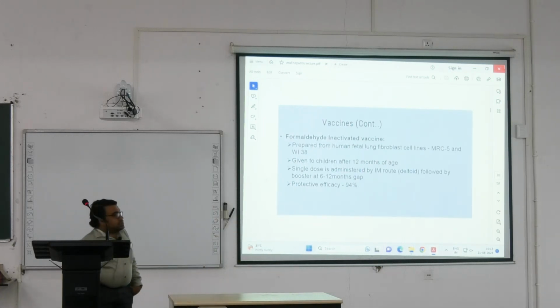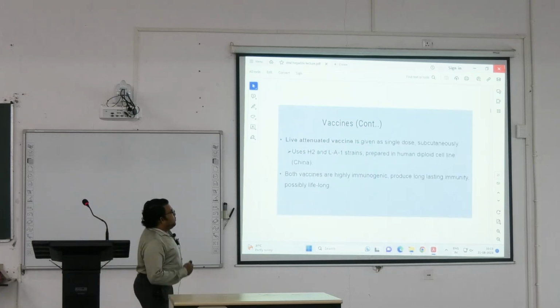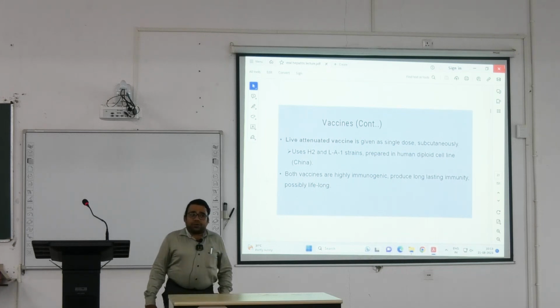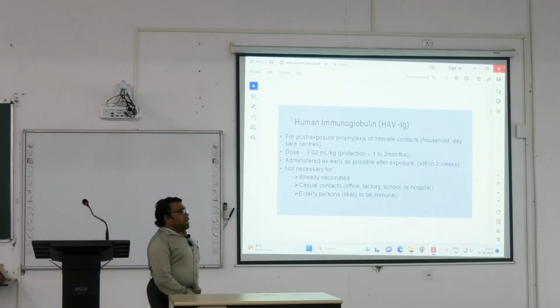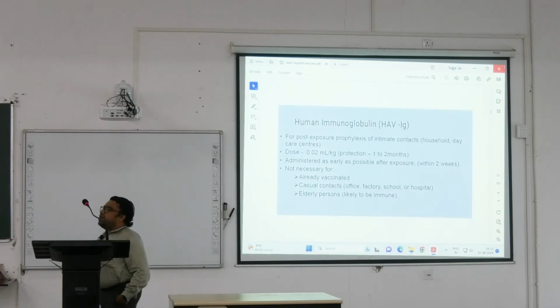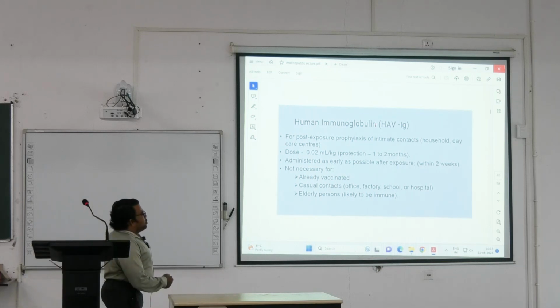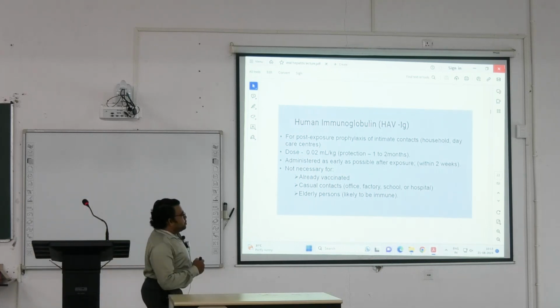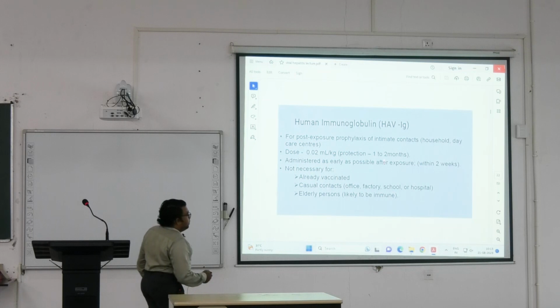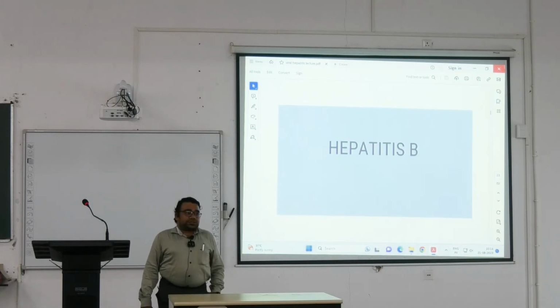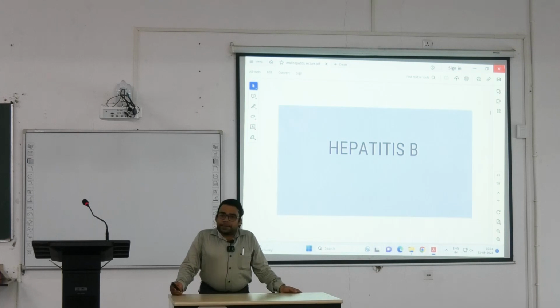So there are two types of vaccines. Obviously, one is a formaldehyde inactivated vaccine and the other is a live attenuated vaccine. Both vaccines are highly immunogenic. Sometimes the patient may develop fulminant hepatitis. At that point of time, the only treatment methodology remaining is human immunoglobulin. But it should only be given to some people, like those who are already vaccinated, casual contacts, and elderly people who might have serious adverse reactions. That was all about hepatitis A.